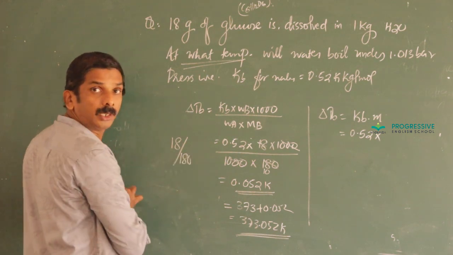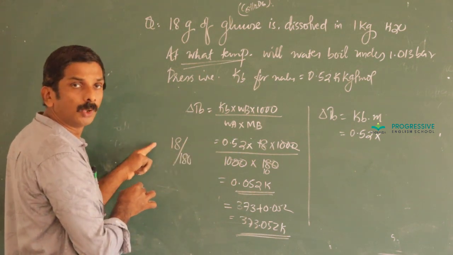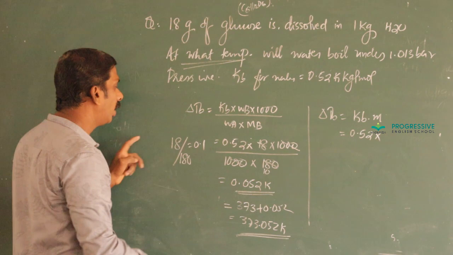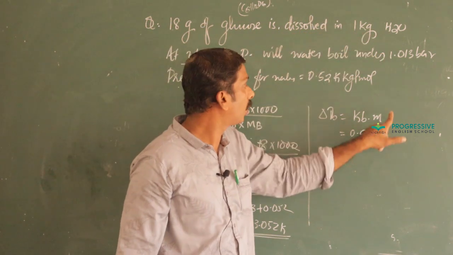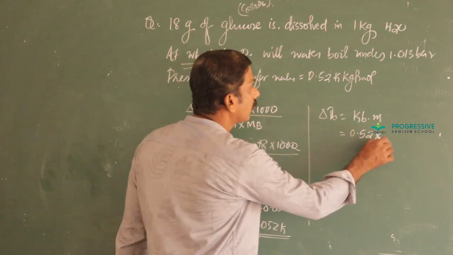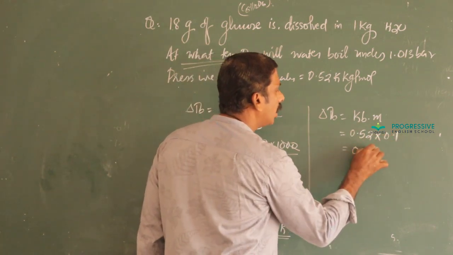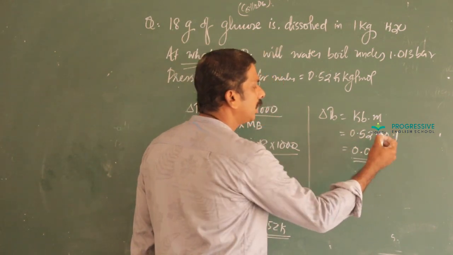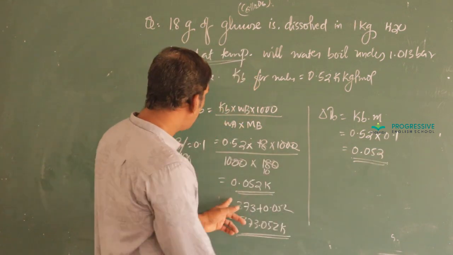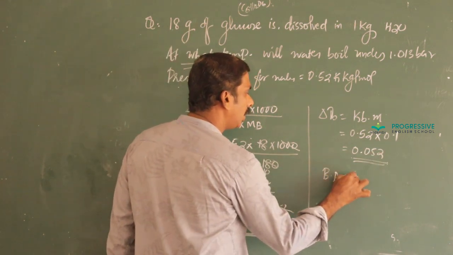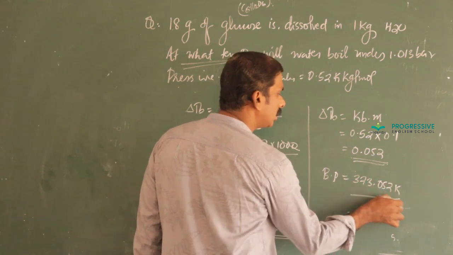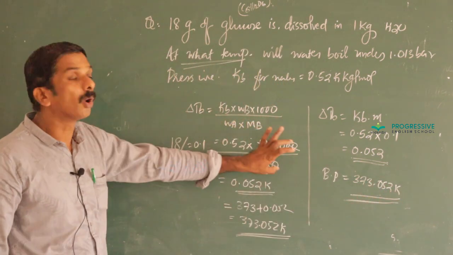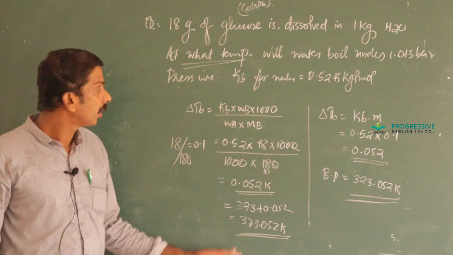18 by 180 is the number of moles of glucose, that is equal to 0.1. 0.1 mole of glucose in 1 kilogram of water means molality equal to 0.1. Therefore delta Tb equal to 0.052, and the boiling point of the solution equal to 373.052 Kelvin.